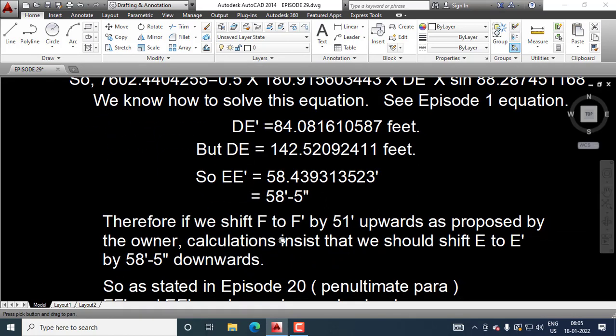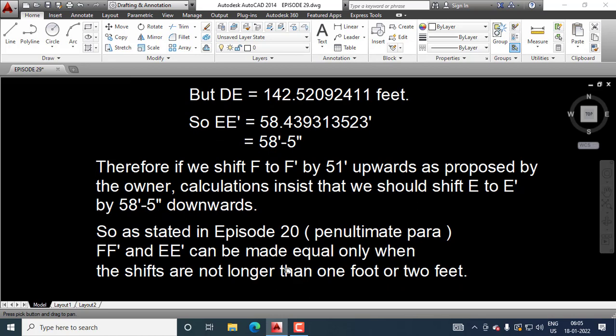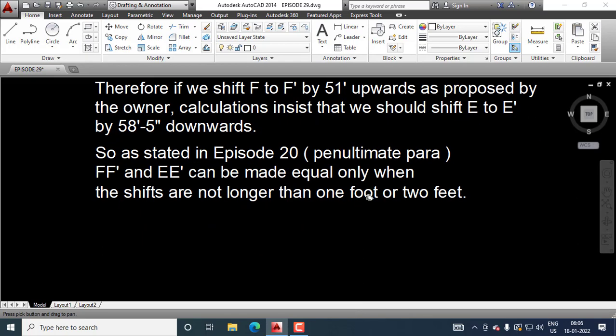Therefore, if we shift F to F dash by 51 feet upwards as proposed by the owner, calculations insist that we should shift E to E dash by 58 feet 5 inches downwards. So, as stated in episode 20, penultimate para, FF dash and EE dash can be made equal only when the shifts are not longer than 1 foot or 2 feet at the most.